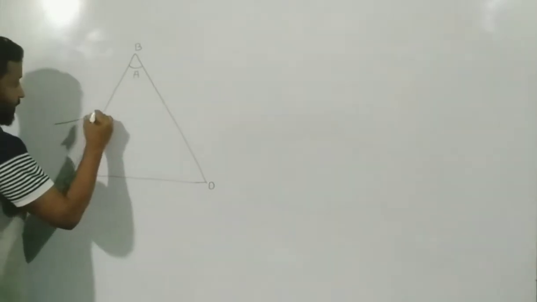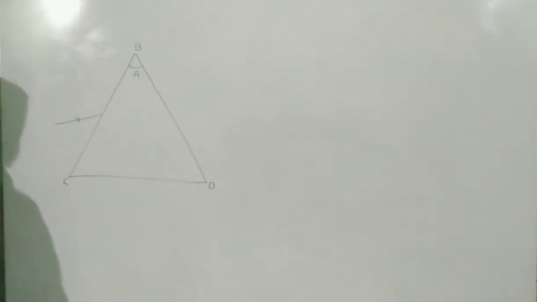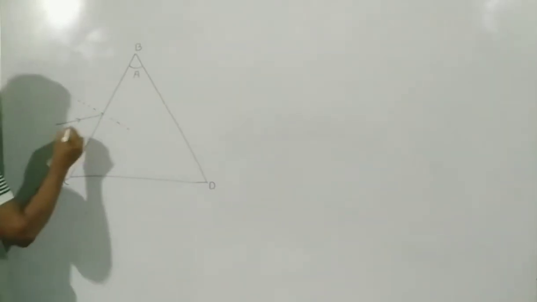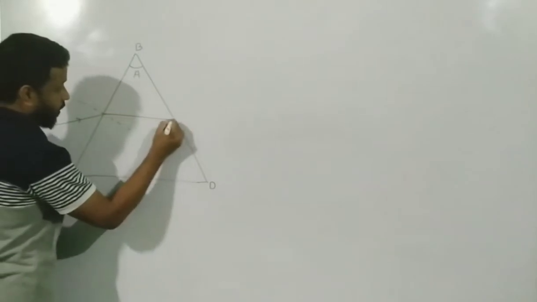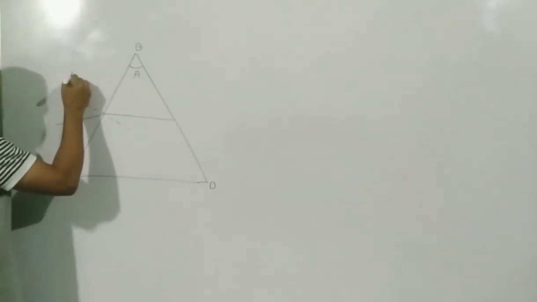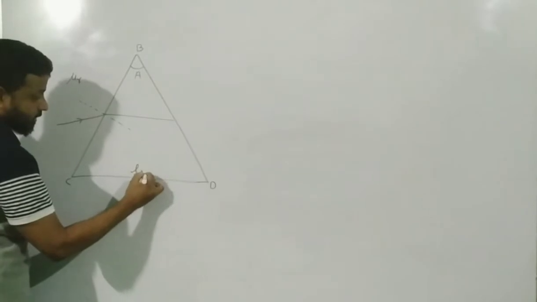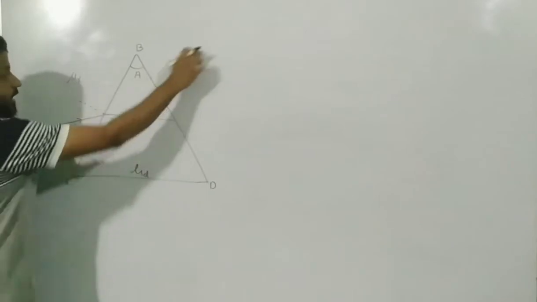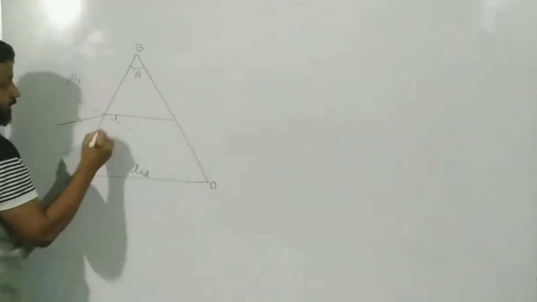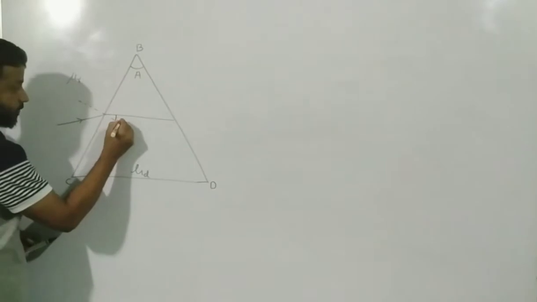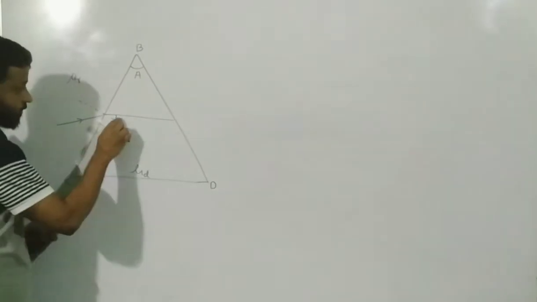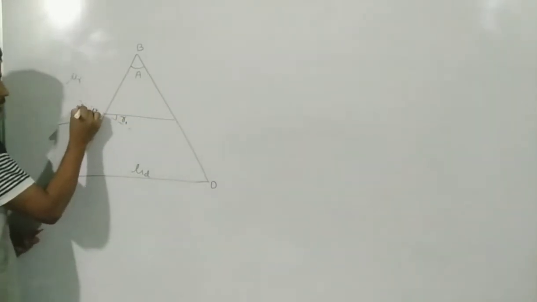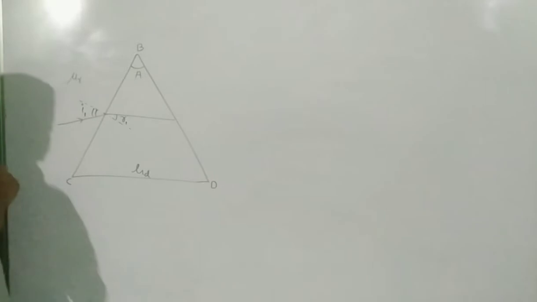So if I consider that this is my incident ray, and I draw a normal over here, the light bends towards the normal because the ray is traveling from rarer to denser. Instead of going like this, it bends towards the normal, and let me call this angle R1 and this angle I1, where I1 is the incident angle and R1 is the refracted angle.